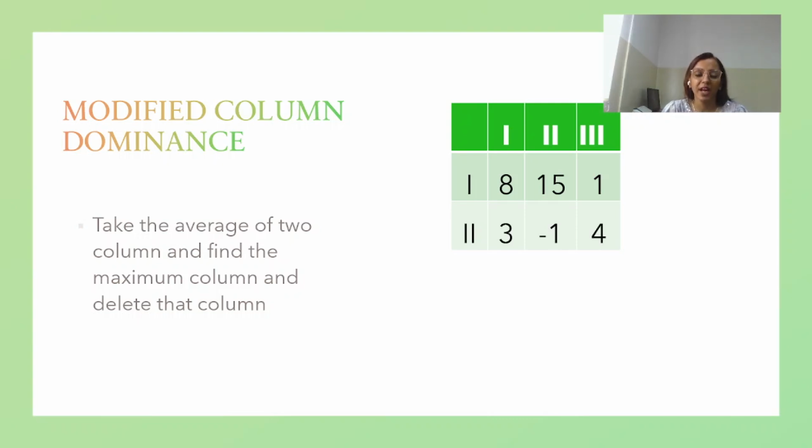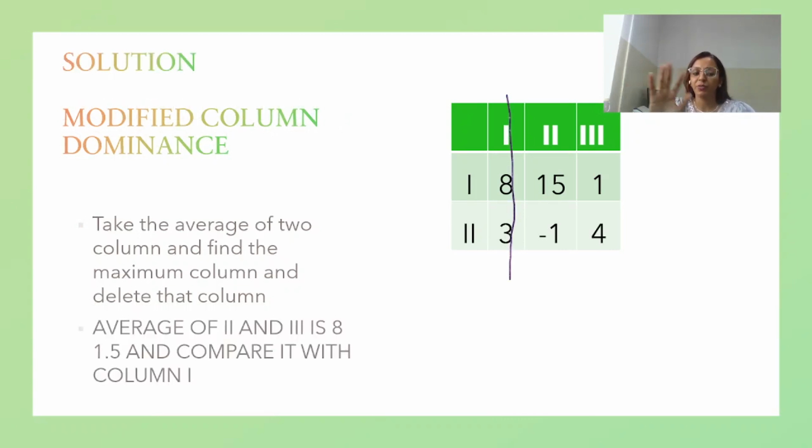Right. Now again we are taking the average of two columns. For example, I am taking the average of 1 and 2, if I want to compare it. But remember, in the column we have to select the maximum one. Right. Now we have taken the average of 2 and 3. Compare the average of column 2 and 3.